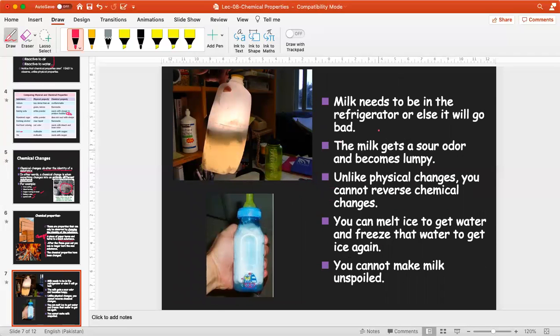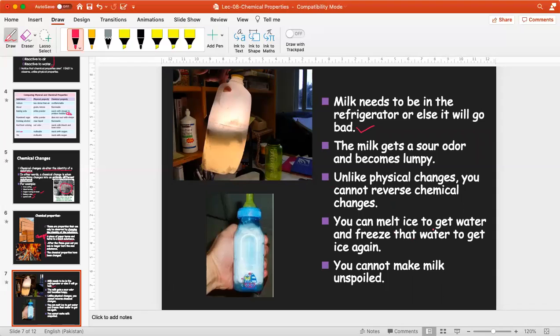Milk needs to be in the refrigerator or else it will go bad. Why? Due to the chemical change property, the milk gets a sour odor and becomes lumpy. Okay, as you might have observed in our homes, mothers say that the milk has curdled. So unlike physical changes, you cannot reverse a chemical change. By applying some adverse conditions you can do that, but milk cannot. Milk cannot become milk again, right?